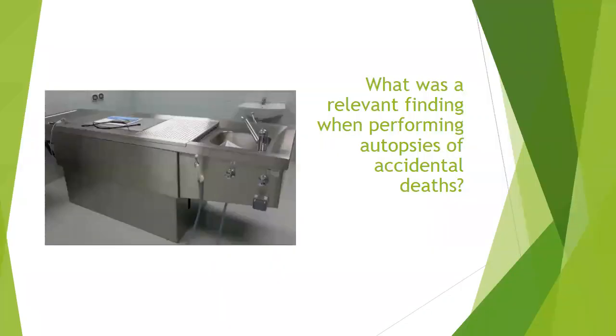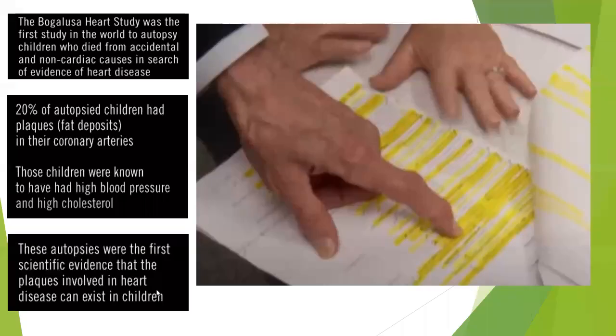What was a relevant finding when performing autopsies of accidental deaths? Who thinks they can answer that without looking at the notes? You already got 1. What did you come up with? I think it was about how they found out that kids were having heart problems related to being obese. Right. So they were finding kids who died accidentally that had heart lesions and fat all over their organs. So we're going to find out the implications of that.